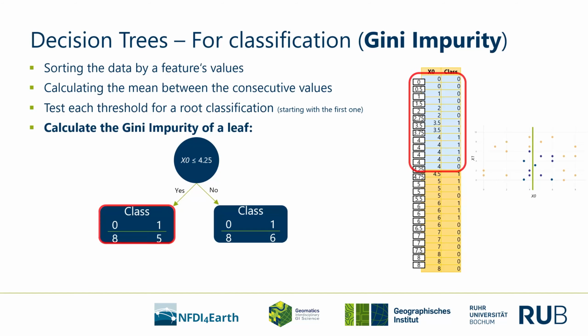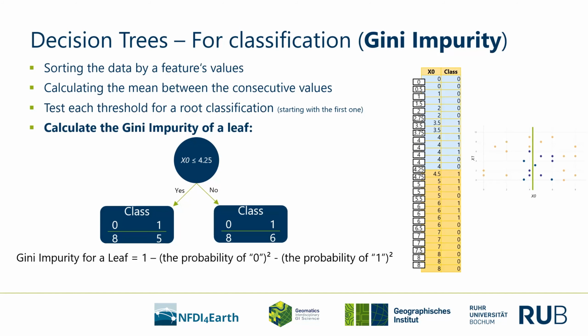In total, 13 observation points have an x0 of less than or equal to 4.25, and thus land in the left leaf. Of these 13 observations, 8 have the actual class 0, and 5 have the actual class 1. On the other side, 14 observations have a value greater than 4.25 and thus land in the right leaf. Of these observations, 8 have the actual class 0 and 6 have the actual class 1.